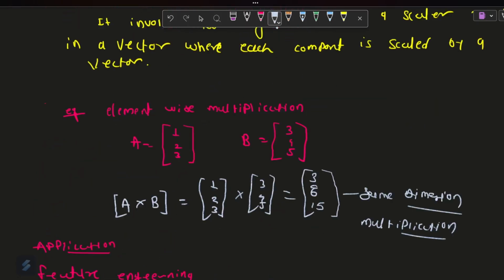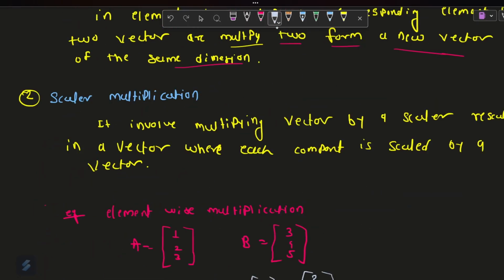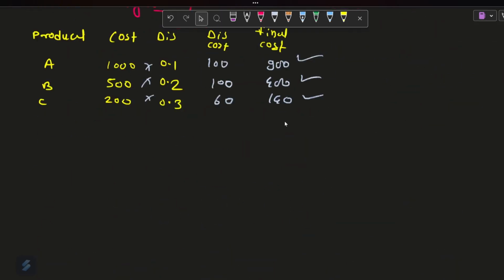After that we go to scalar multiplication. It involves multiplying a vector by a scalar, rescaling the vector where each component is scaled by the scalar. So how do we understand it with an example?